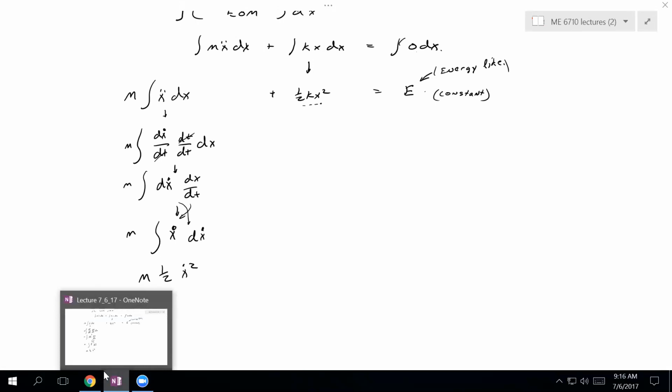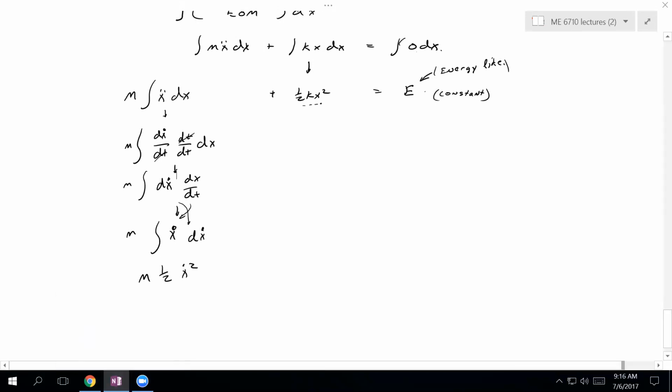Oh, by the way, I said that's energy-like, that is energy. I don't know what I'm thinking. I'll leave it energy-like. I guess energy is like energy, isn't it? But we need the m here, so I got confused. That's fine. So we get 1/2 m x dot squared plus 1/2 kx squared equals E. I took the first integral, I get this thing, okay? This is the first integral of motion.